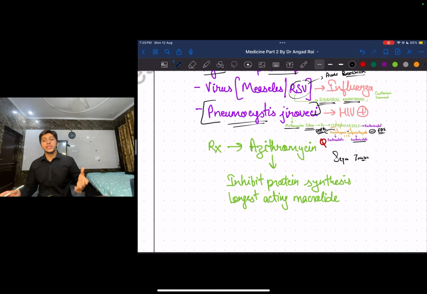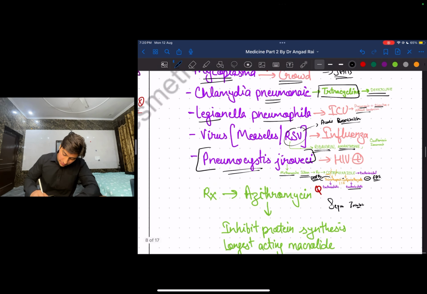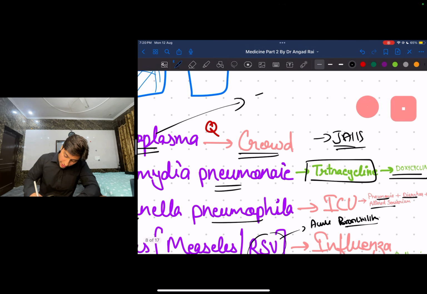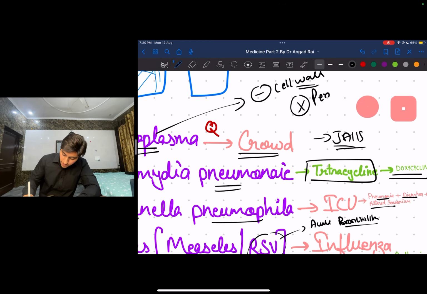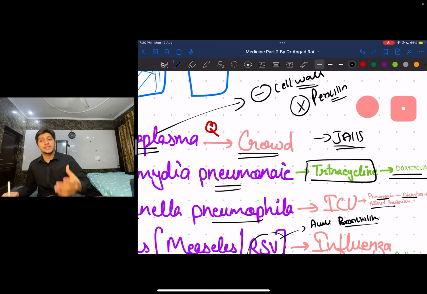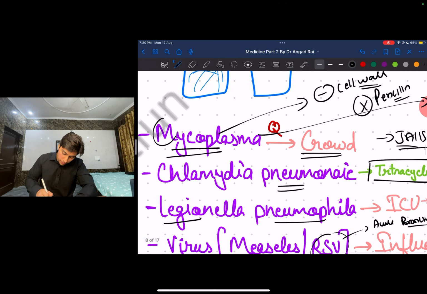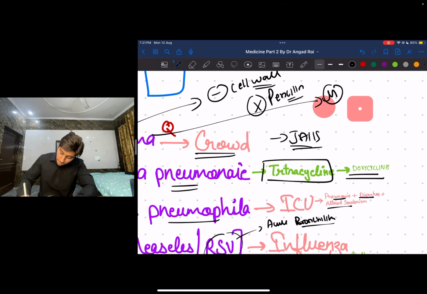Now guys, usually in atypical pneumonia, the drug of choice is macrolides. Why macrolides? Because mycoplasma has no cell wall. If it does not have a cell wall, there is no role for penicillin, because penicillins and amoxicillin all act on the cell wall. So what you have to give? Remember, M for mycoplasma, M for macrolides. That's how you can remember it.